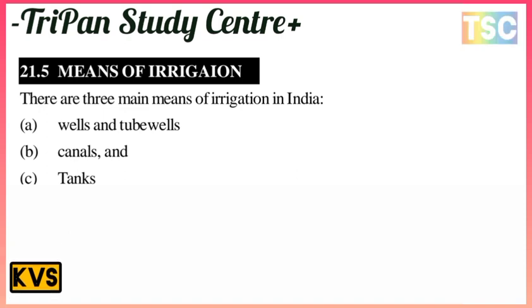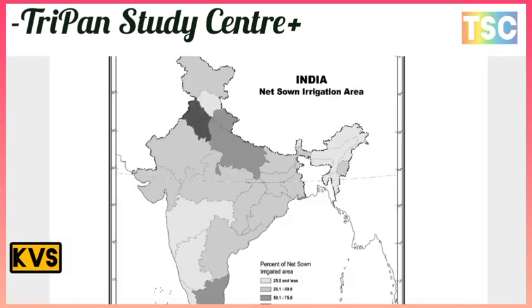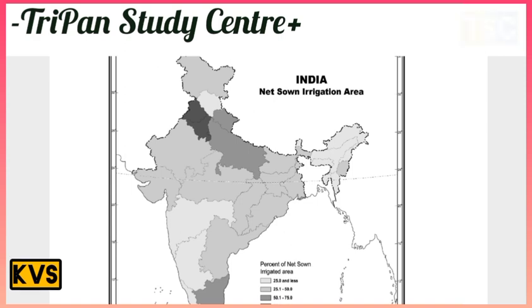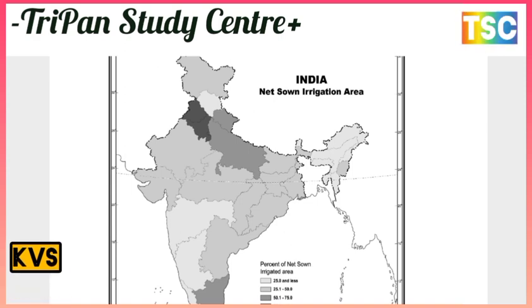This map shows the net irrigated area in India. The maximum percentage of net irrigated area is 25.0, and there are areas with less, shown at this important point here.